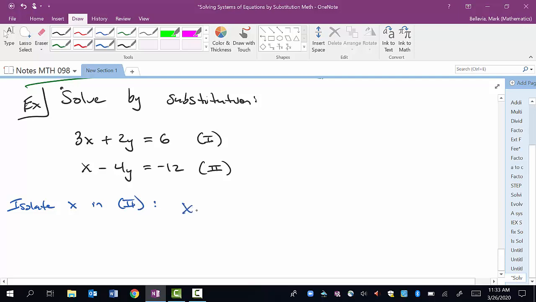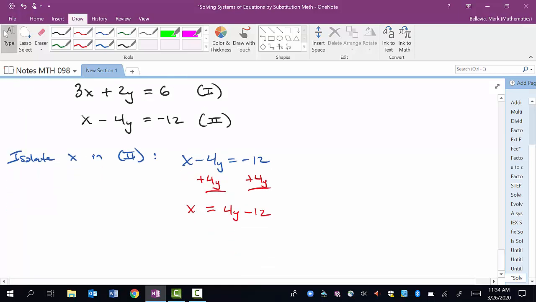And when I do that, right, we had x minus 4y equals negative 12. To isolate x, I'm going to add 4y to each side. So you end up with x equals, because those cancel, positive 4y and then minus 12. Now remember what you want to do with this. You want to sub it into the other equation. So we're going to sub into equation 1 for x, right? So I started with equation 2, so I'm subbing into equation 1. I'm subbing in for x, whatever you isolated. So I'm replacing x with this. So remember, equation 1 was 3x plus 2y equals 6.